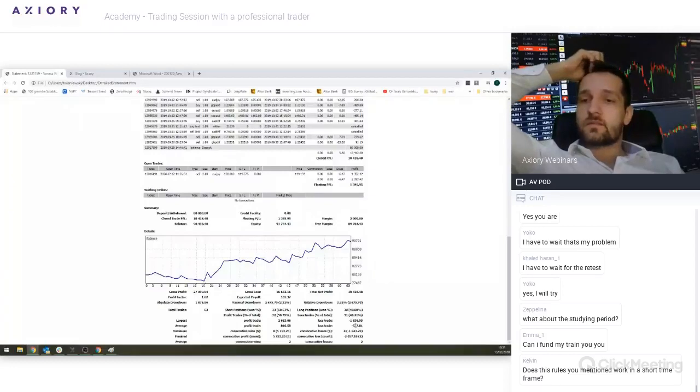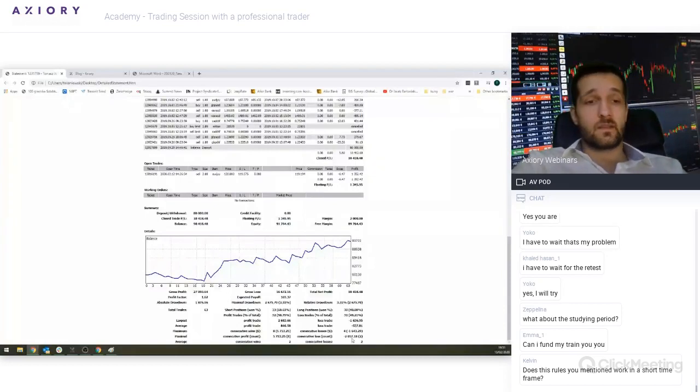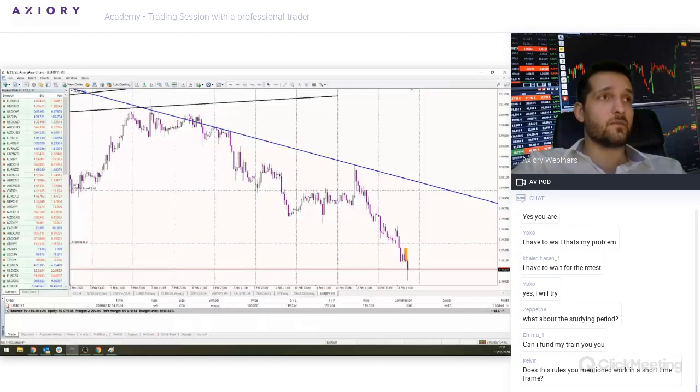Do I trade on short time frames? No, because I don't believe short time movements on the short time frames are reliable. As you can see, I even removed short time frames from my platform. Obviously, I can still access them, like 1 minute, 5 minutes, but to make my working space clean, I remove this. I use only weekly, daily, H4, H1 to analyze.